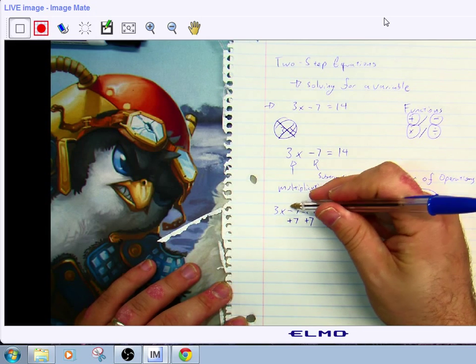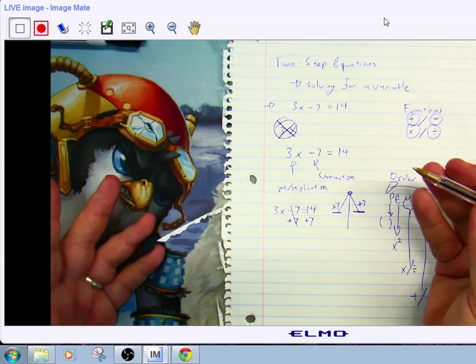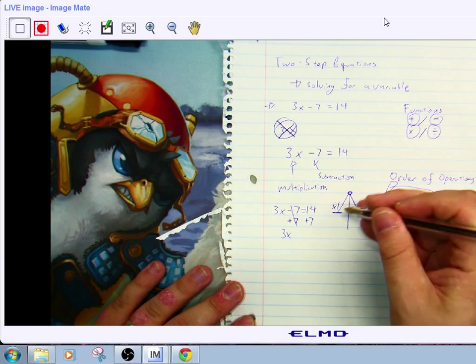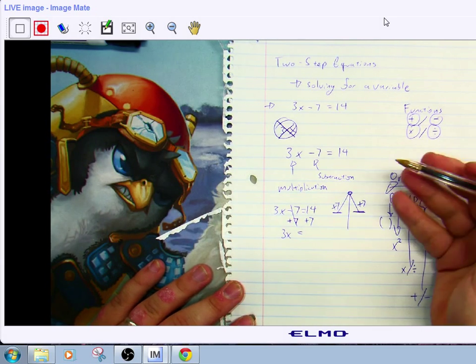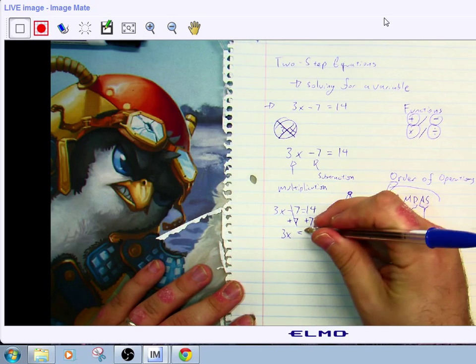Next step, these cancel out. The -7 and the +7 end up being 0, leaving me with 3x on the left side. And now on the right side, I have 14 plus 7. 14 plus 7 is 21.